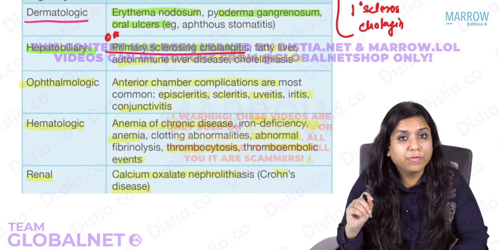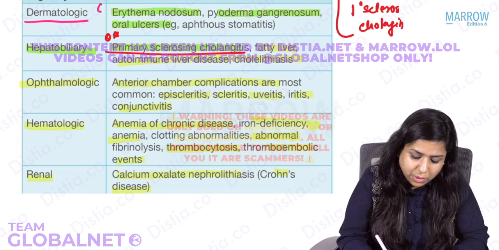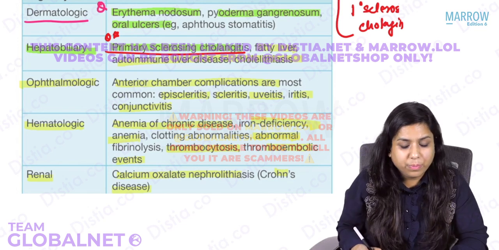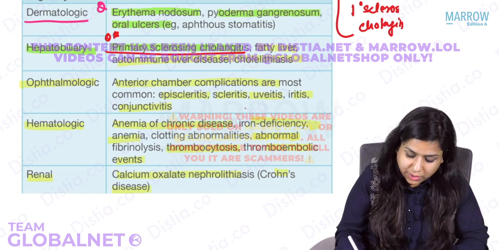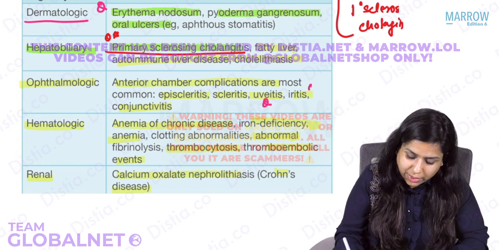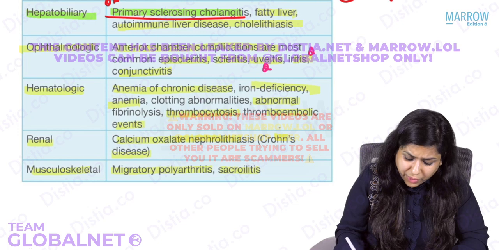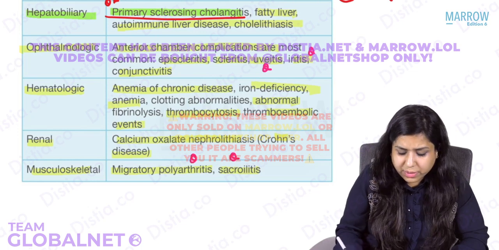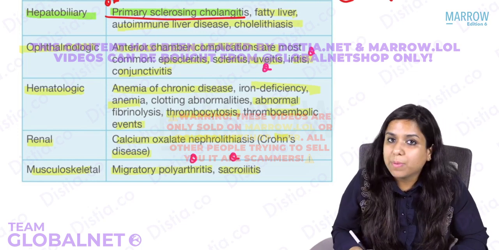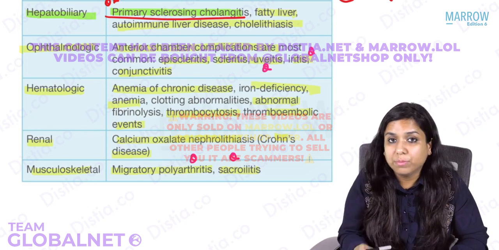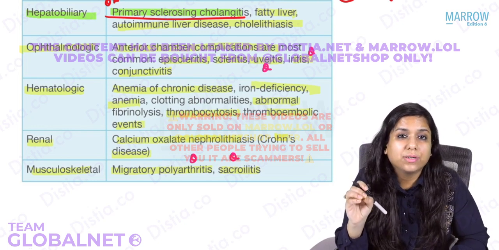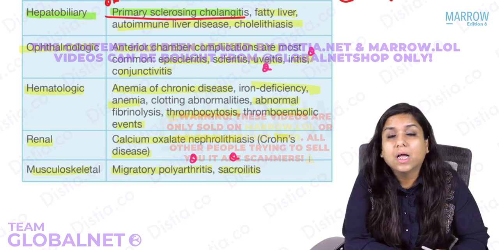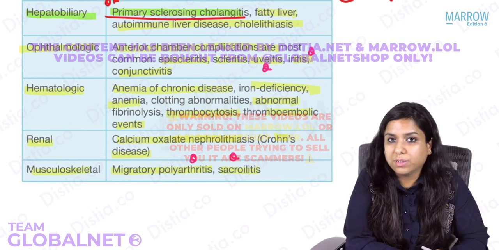If you have to remember a few, then please remember erythema nodosum and the skin problems, primary sclerosing cholangitis, then uveitis and iritis you can remember. Then migratory polyarthritis, sacroiliitis and ankylosing spondylitis. This is what you have to remember. These are some extraintestinal manifestations which can be seen in a patient of Crohn's disease or ulcerative colitis.